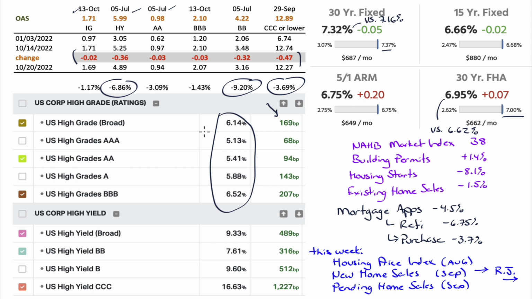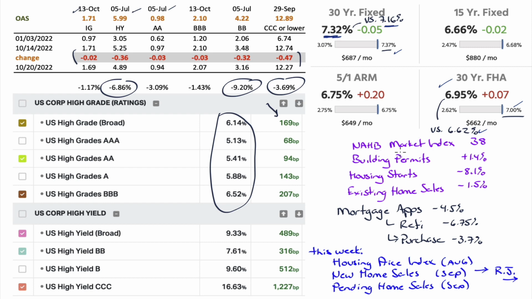Mortgage rates just crushing, 7.32 with 7.16 last week. Hit a high of 7.37 for the week, pulled back to 7.32 on Friday. For FHA, you're 6.95. You're not that far behind. It was 6.62. Hit a high of 7 and pulled back for the week. Housing market is just being crushed. Nothing new here. No, it's not as if we're suddenly realizing this. We've known this for some time.